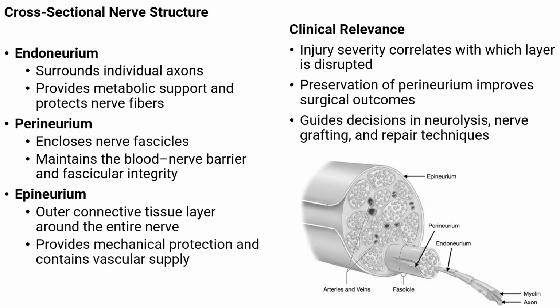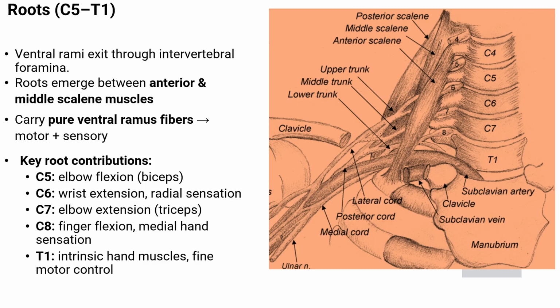The brachial plexus begins with roots C5 to T1, which exit the spine and pass between the scalene muscles. Each root carries both motor and sensory fibers. C5 powers elbow flexion, C6 extends the wrist, C7 controls the triceps, C8 flexes the fingers, and T1 manages fine hand movements. Key branches like the dorsal scapular and long thoracic nerves emerge here. These roots unite to form the trunks of the plexus.